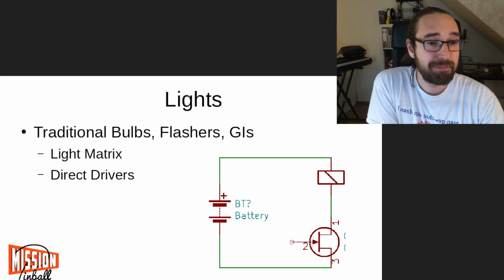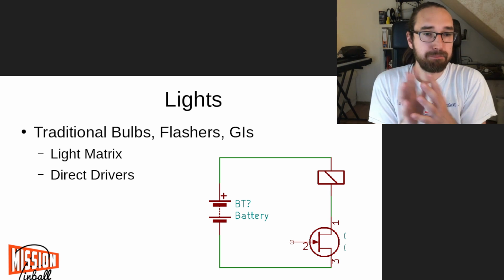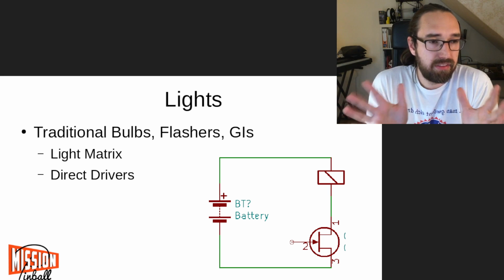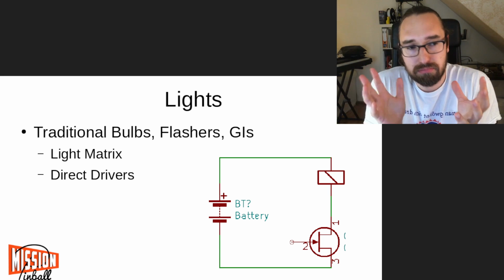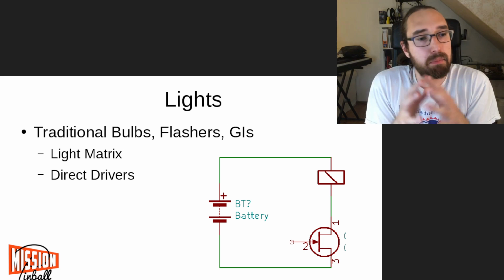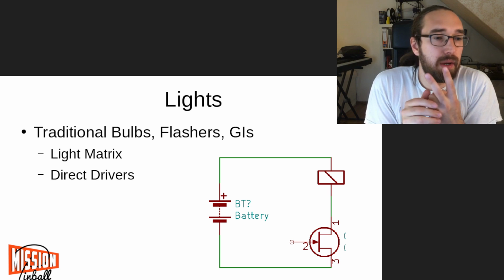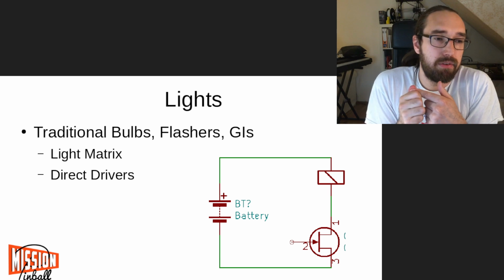The last thing today is lights. Lights are relatively simple. They are like traditional bulbs, flashers, GIs, that kind of stuff, which is relatively high current. So they burn quite some current. And there are basically two ways to drive those. That's either directly or via a light matrix.